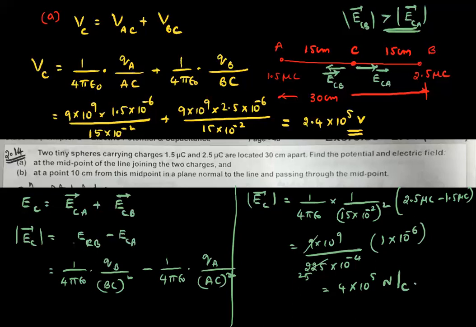And in what direction is it acting? Obviously, ECB is greater than ECA, that is, towards the 1.5 microcoulomb charge. Towards the 1.5 microcoulomb charge. This is the answer for the first part.